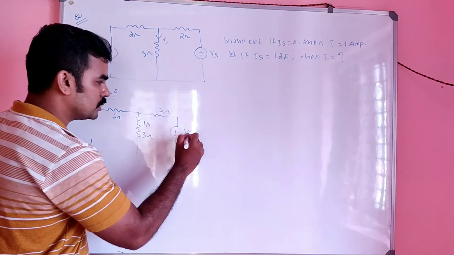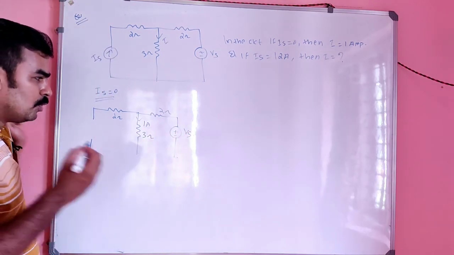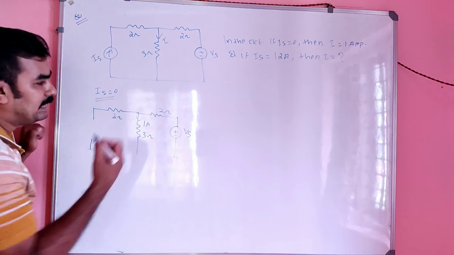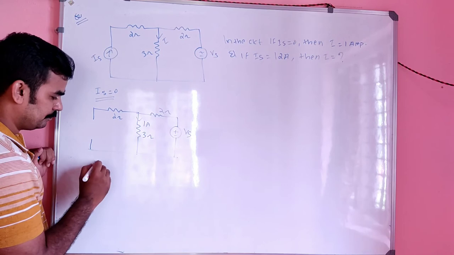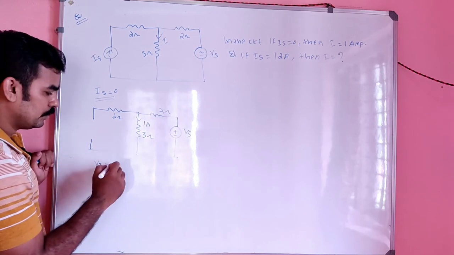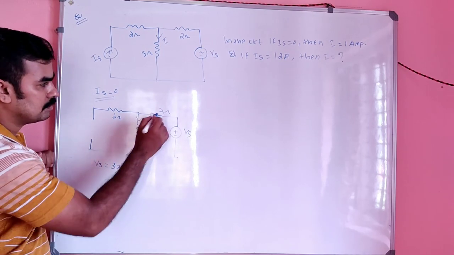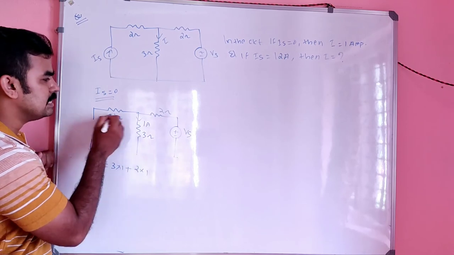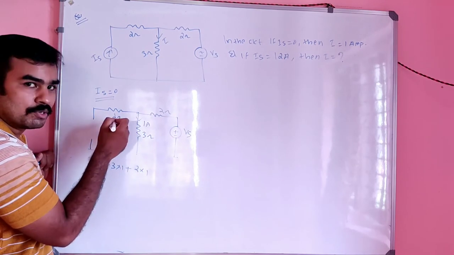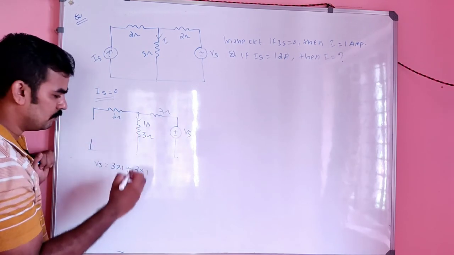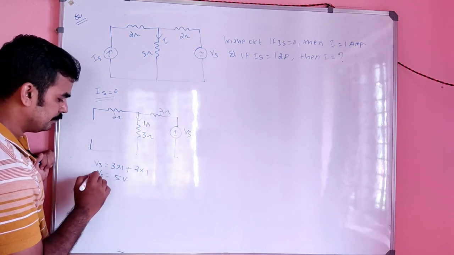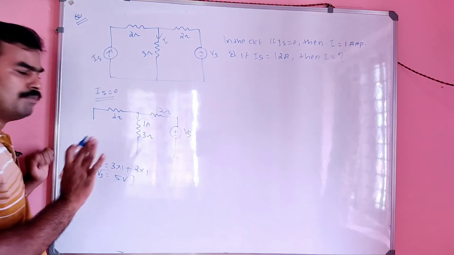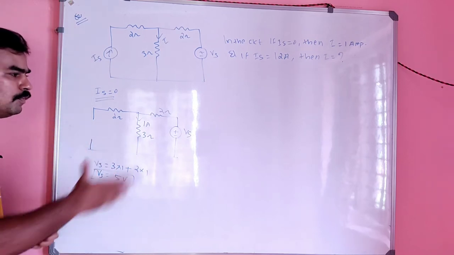This is Vs, right? So what is Vs now? Vs is nothing but 3 into 1 plus 2 into 1, because this current is now 0, no? There is no current at all. So this is open circuit, you can neglect this, no? So it is equal to simply 5 volt. So Vs equal to 5, okay. So you found the value of Vs.